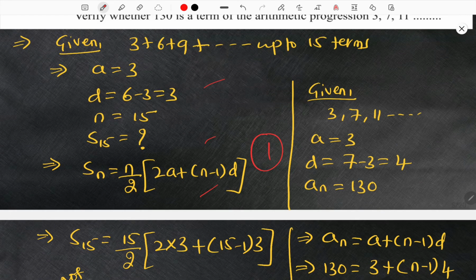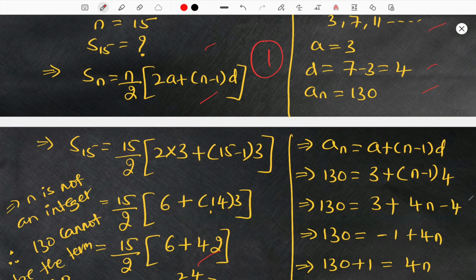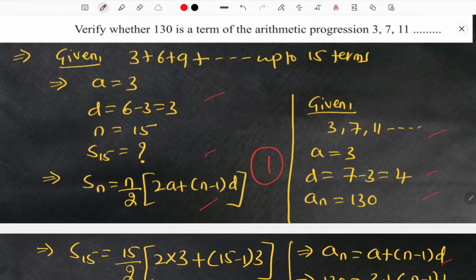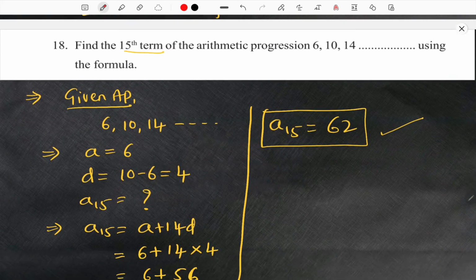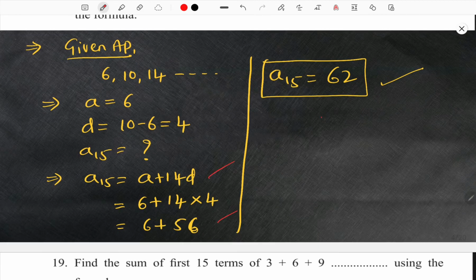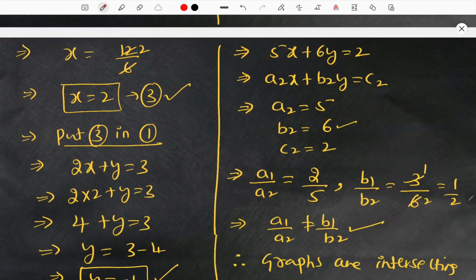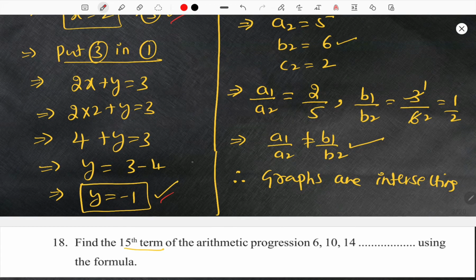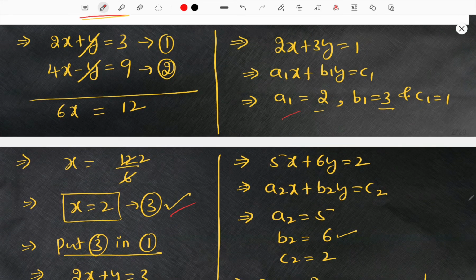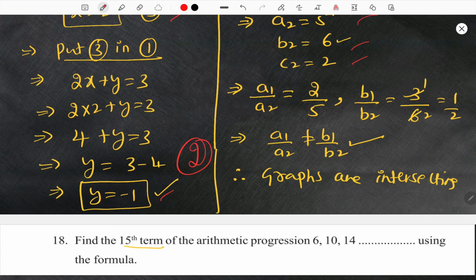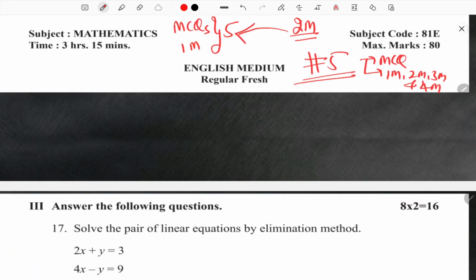All right, similarly here also for writing the formula and for finding out whether this is a term or not, 1 more mark, 2 marks. And like this here also formula is there, then solution is there, here also you will get 2 marks. All right, and similarly here finding the value of x 1 mark, finding the value of y 1 more mark, 2 marks. All right, and here writing a1 b1 c1 and a2 b2 c2, 1 mark, and for comparing 1 more mark, 2 marks. All right, done. That's it.